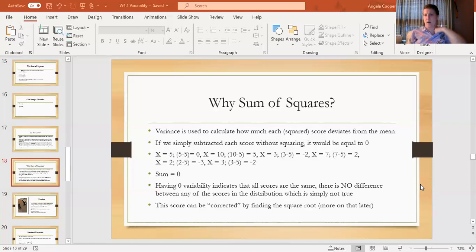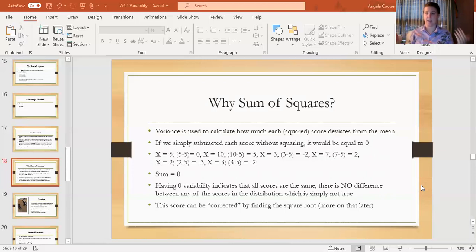So why is it the sum of squares? Why do we do that whole thing where we subtract the mean from each individual score, square that, and then add it all together? Well, if we just subtracted the mean from the scores and added those all up, it would just equal 0. So we have the scores here of 5, 10, 3, 7, 2, and 3. If we just subtracted and then added them up, that would equal 0. If we stopped here and called that our variance, 0 means there's no variability, meaning every single score is the same, which is not true.